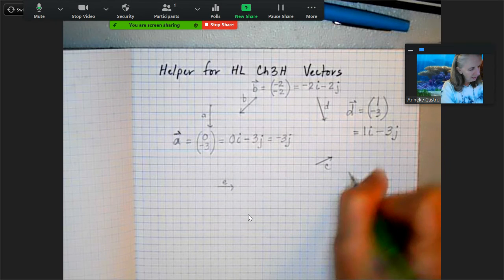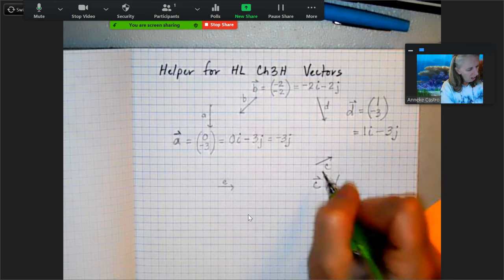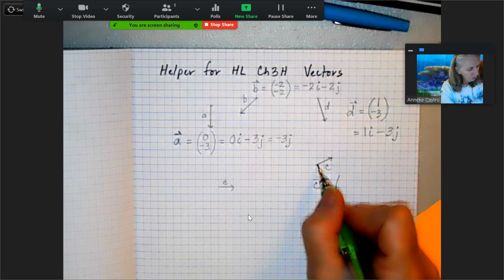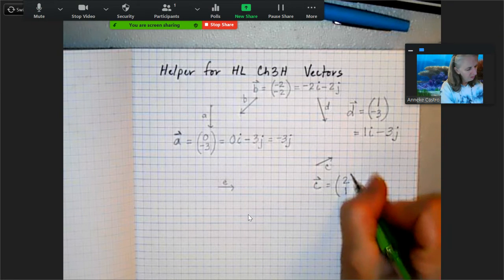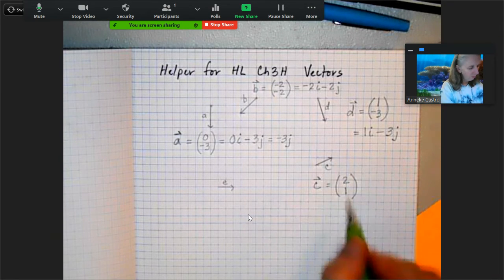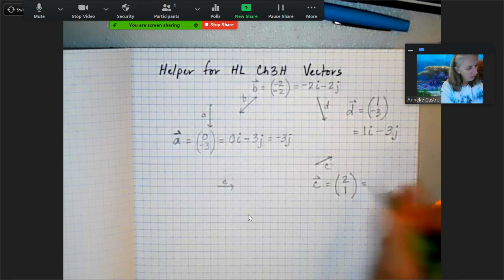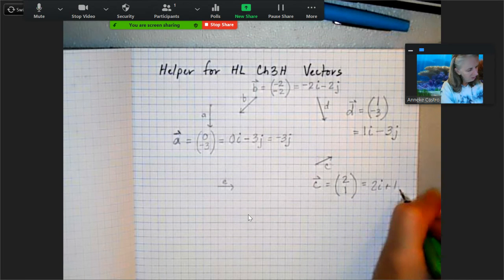So vector C is equal to 2 to the right, and then up 1. Of course, you could say 1 up and to the right, but remember the up-down goes here. This is where the y direction goes and the x direction here. So this would be 2i plus 1j.